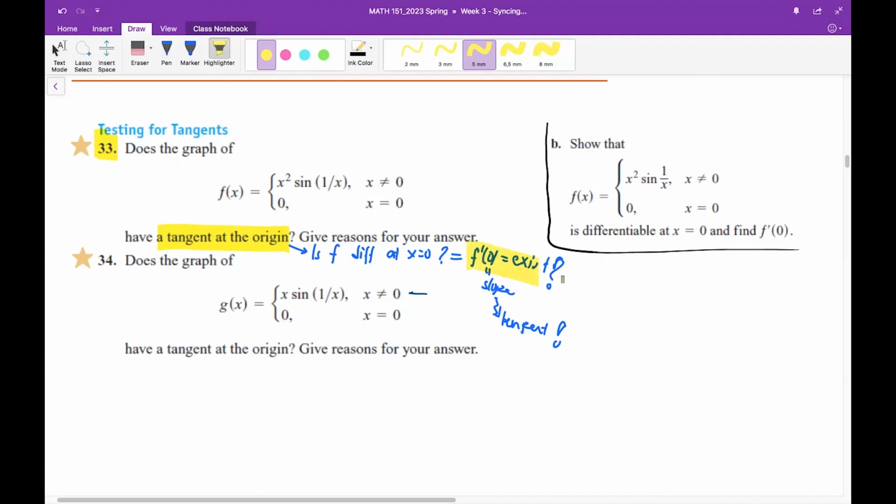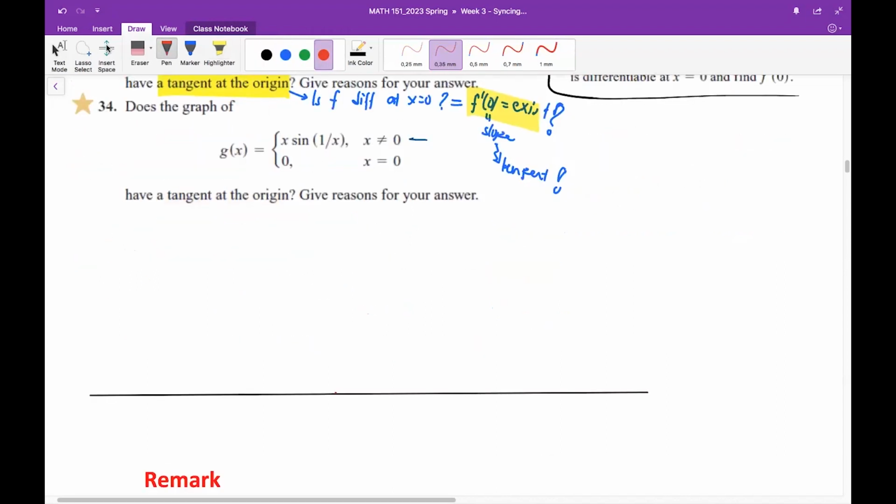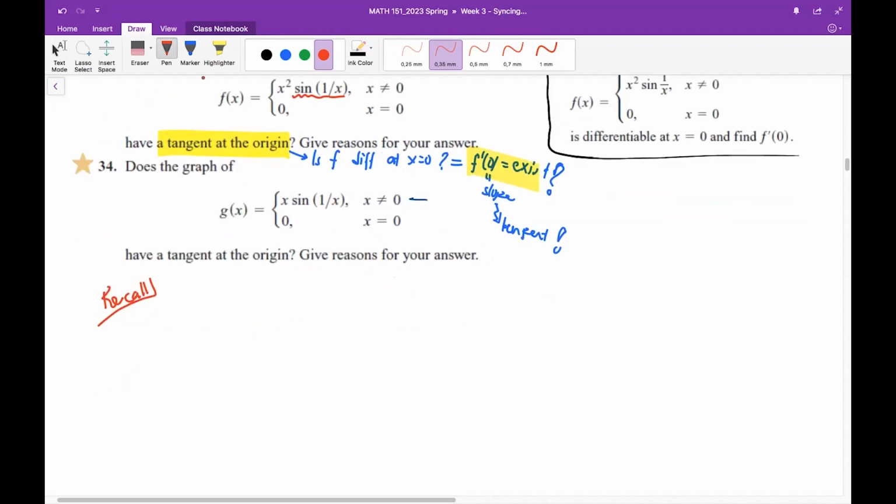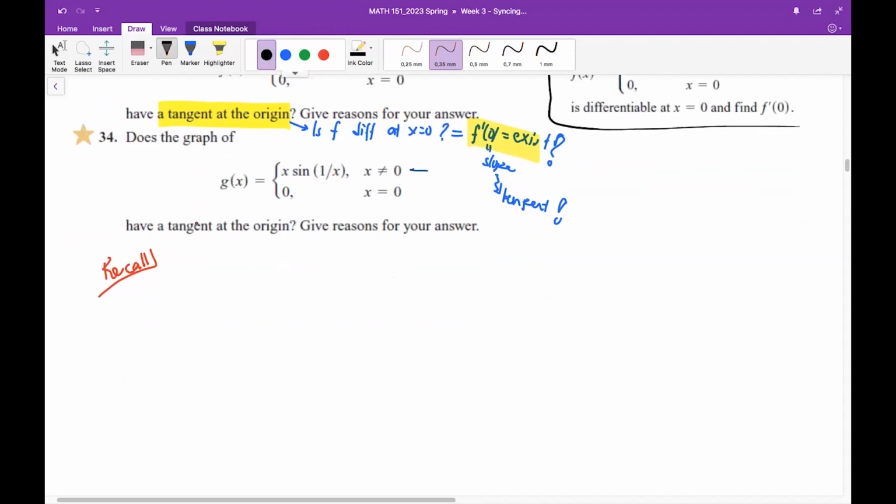Before we start solving this question, I want to make some recalls from the recorded lecture videos. Because this is a very famous function. It has very strange properties, and that's why it is famous. So I want to make some recalls on that function: y equals sine 1 over x.